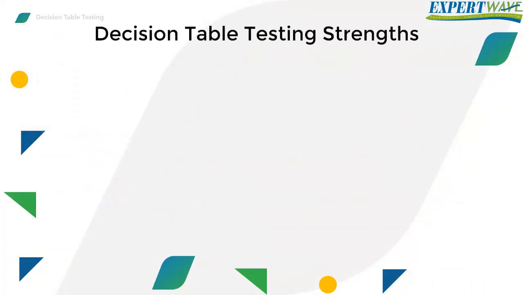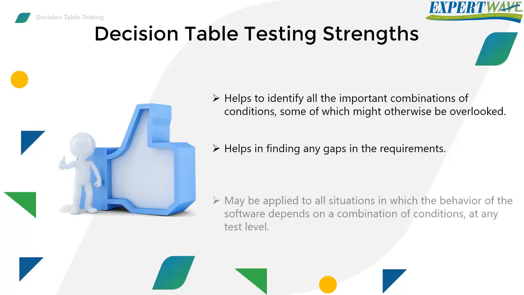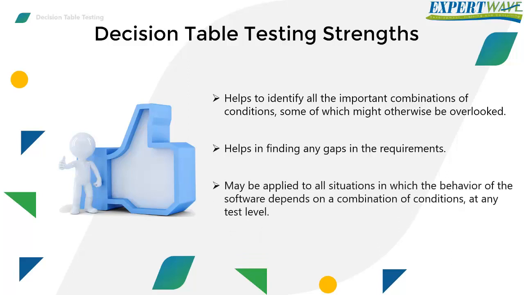The strength of decision table testing is that it helps to identify all the important combinations of conditions, some of which might otherwise be overlooked. It also helps in finding any gaps in the requirements. It may be applied to all situations in which the behavior of the software depends on a combination of conditions at any test level.